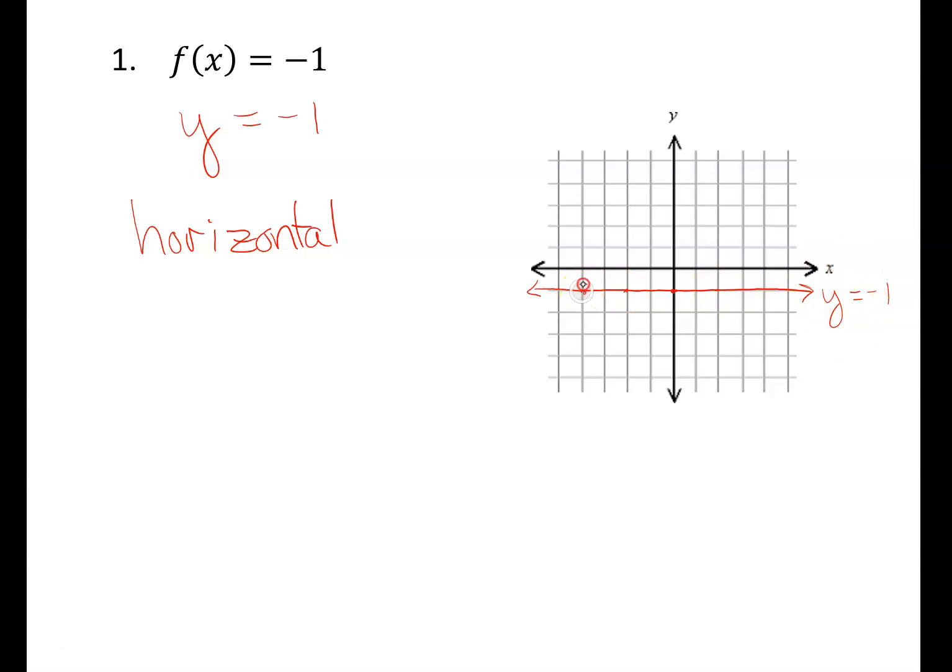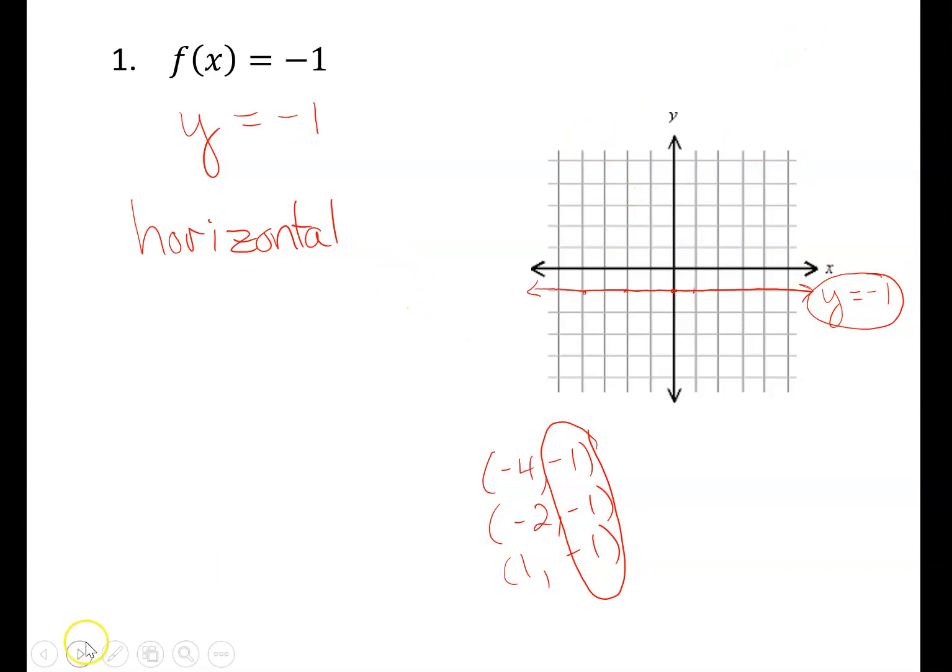So, for example, this point here, 1, 2, 3, 4, is (-4, -1). This point here is (-2, -1). We could come over here, let's do this one, and we have (1, -1). And we could just keep going on and naming points on that line. And every single point would have the y-coordinate -1, which is why the line is called y equals -1. Horizontal line.